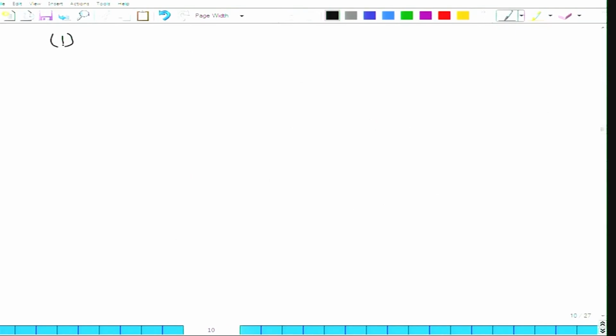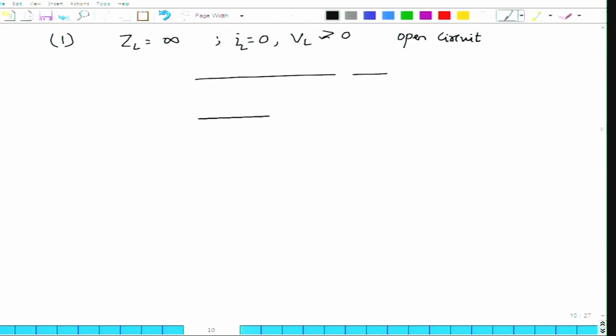Let us consider the case where ZL is equal to infinity. When will I have ZL equal to infinity? When the load current is equal to 0 and the load voltage is some number greater than 0. That is to say that I have no current flowing through the load terminals and the voltage is some value. This is clearly the case of an open circuit termination. So, an open circuit termination is simply the case where the transmission line ends are just left as they are.